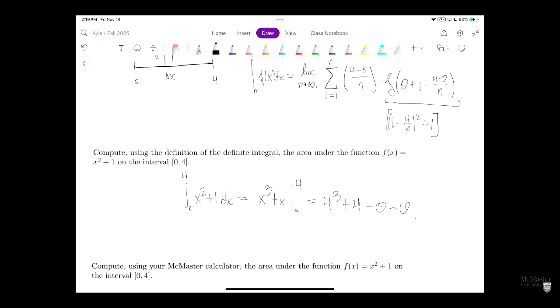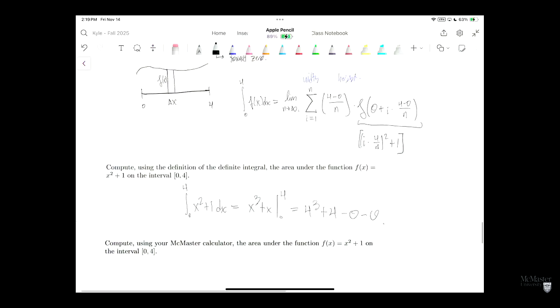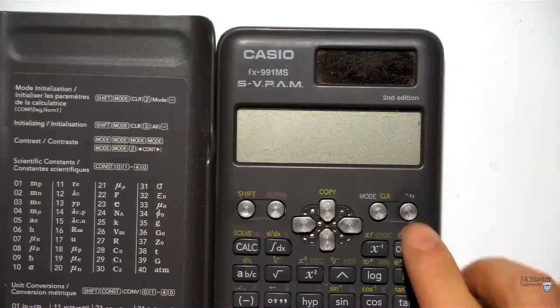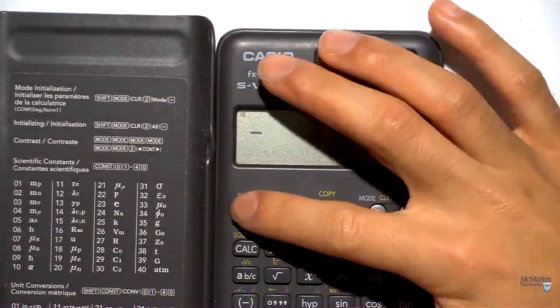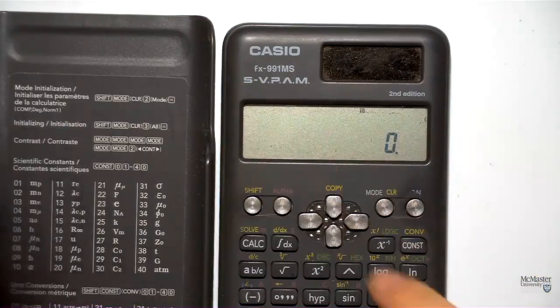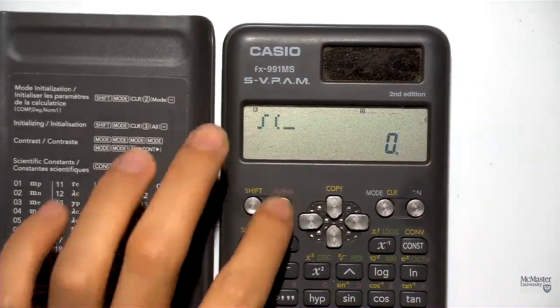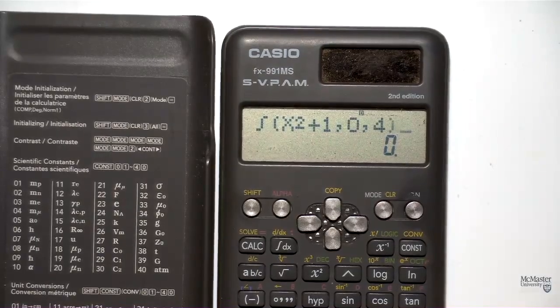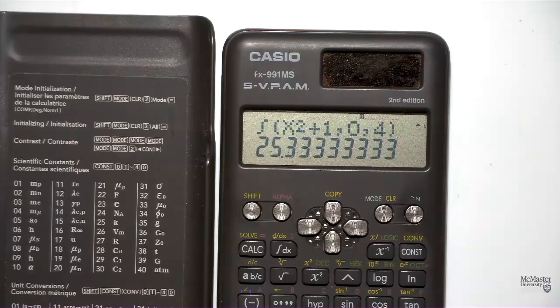And then the final question, I want to thank Rose for giving the McMaster calculator. We're going to compute the exact same integral using our calculator. So we want to integrate x squared plus 1 from 0 to 4. So let's go over here. In order to do that, we're going to click the integral button. Oh, no, sorry, we're not going to click Shift. We're going to click the integral button. We're going to type x squared plus 1, comma, our left bound 0, comma, our right bound 4. And we're going to get our answer.